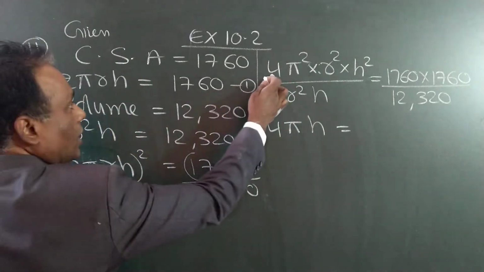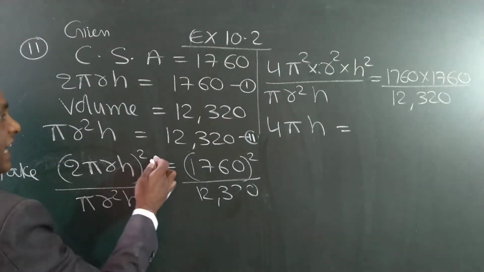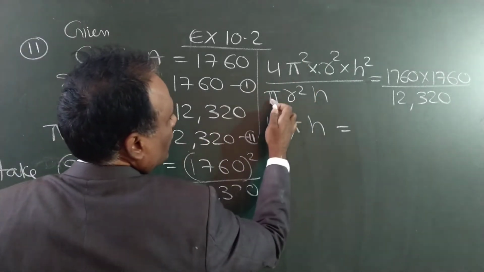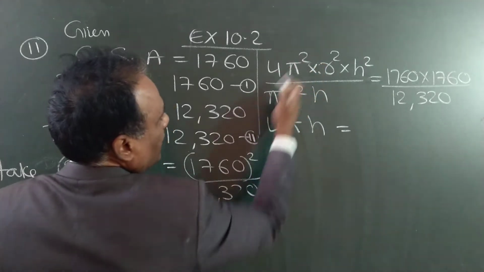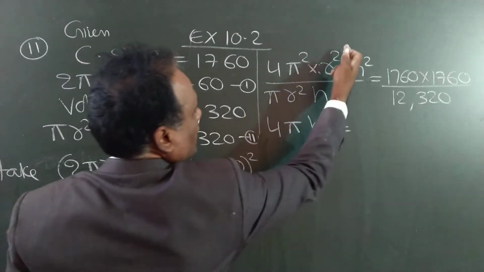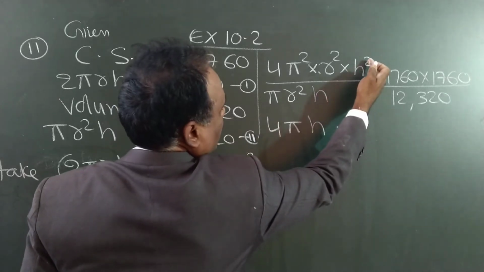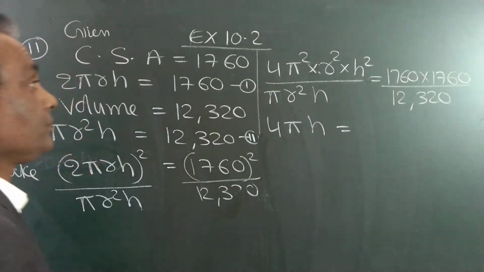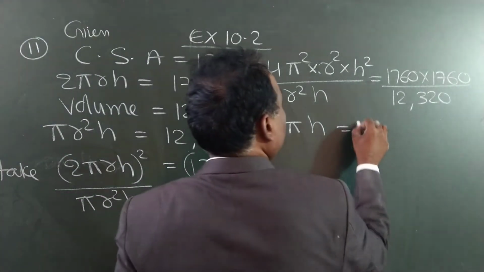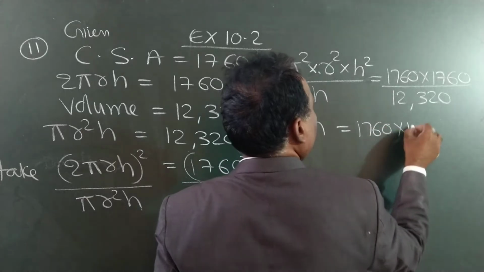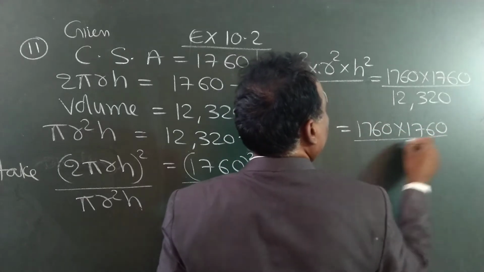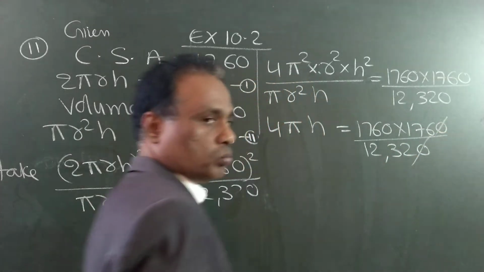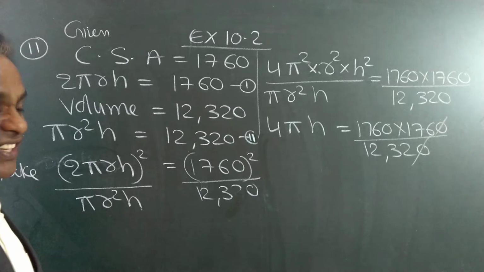2 square is 4, pi square, r square, h square by pi r square h. So pi cancels, 1 pi, 4 remains, 1 pi cancels, another pi remains, r square cancels. This h square is h into h, 1 h cancels, h is equal to, the right side you have to simplify: 1760 into 1760 by 12,320, 0 cancel. Cancellation, simplification.